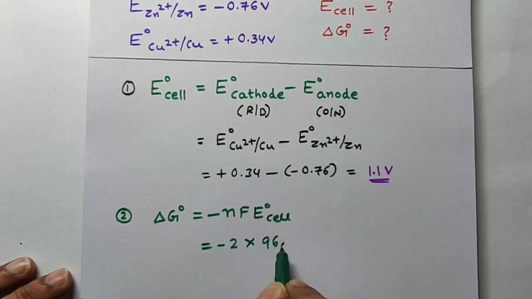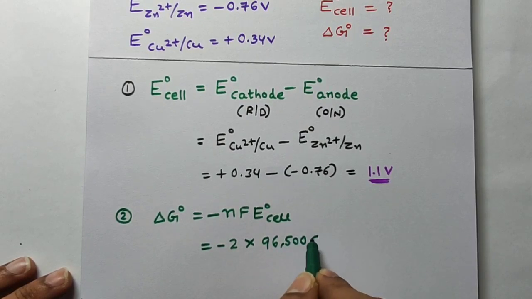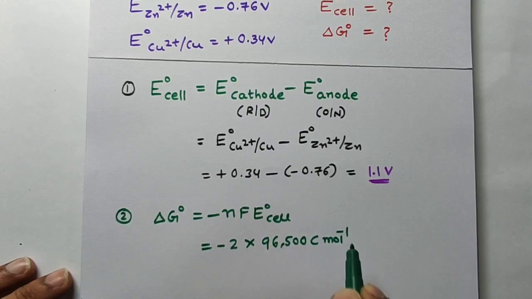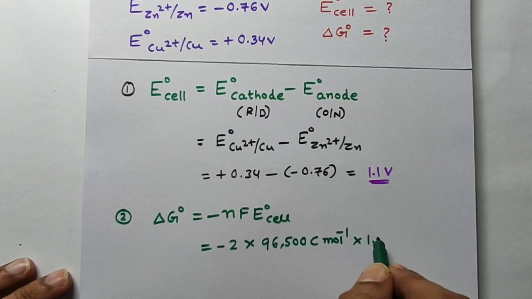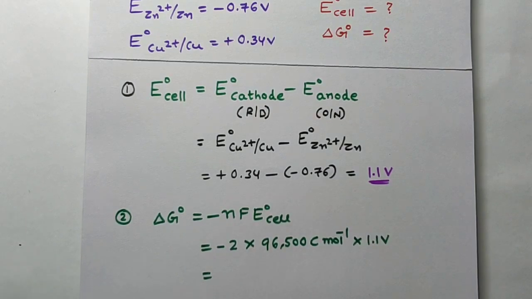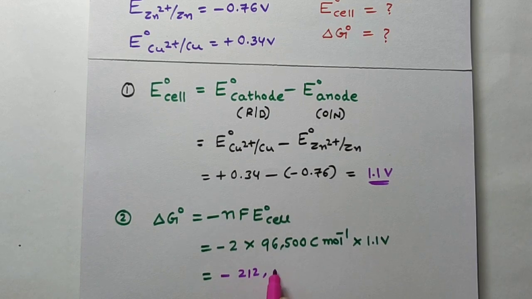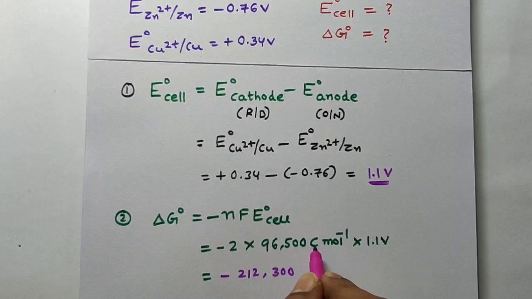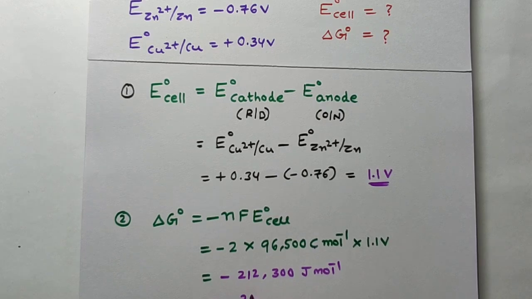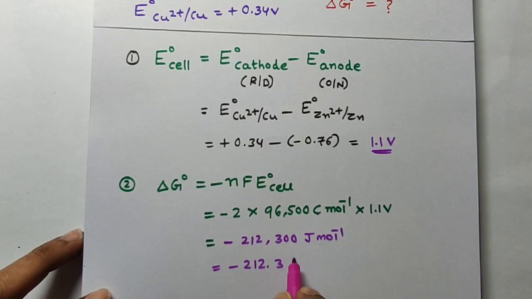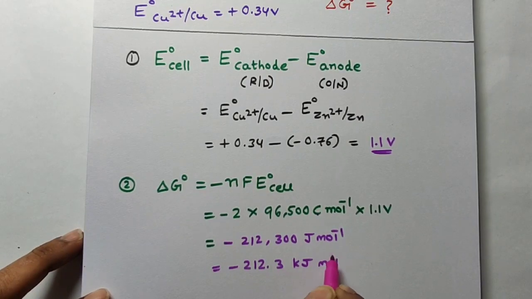Faraday value 96,500 coulomb per mole, the charge of 1 mole of electrons, into E naught cell, which we just found, right? 1.1 volt. If you multiply all these three, we will get minus 212,300. Here coulomb into volt is nothing but joule per mole, right? Let us convert into kilojoules also: minus 212.3, see here, 212.3 kilojoule per mole.